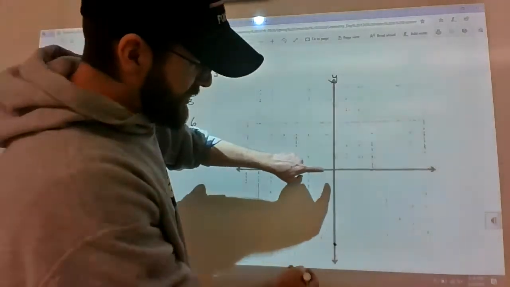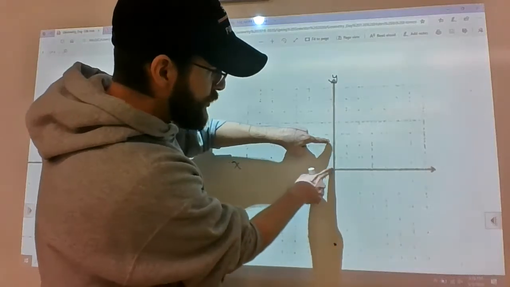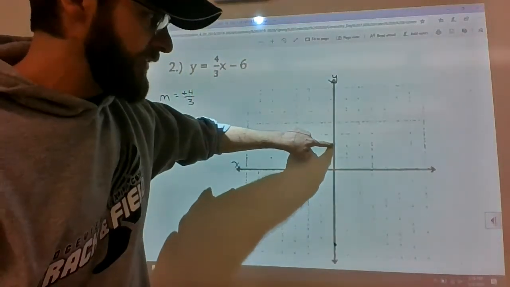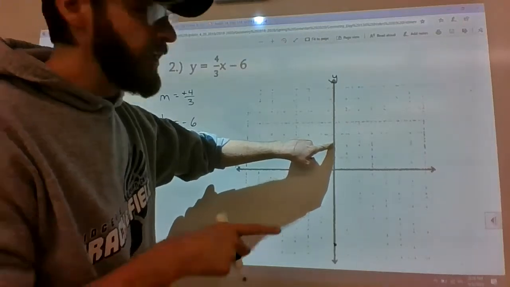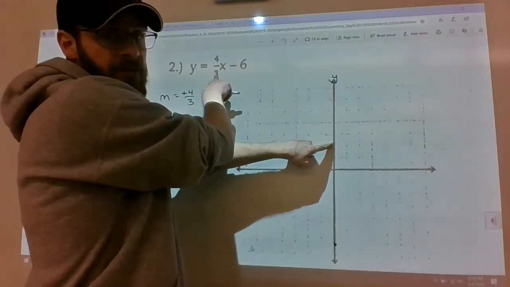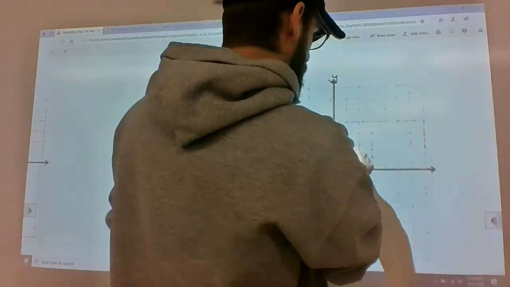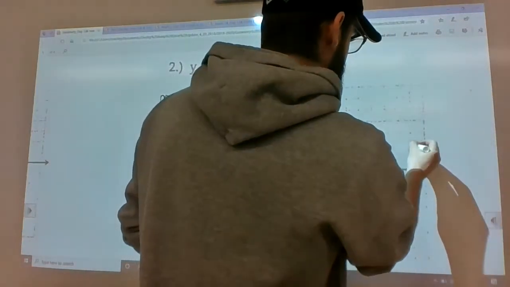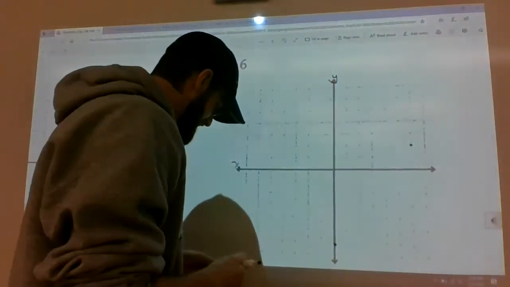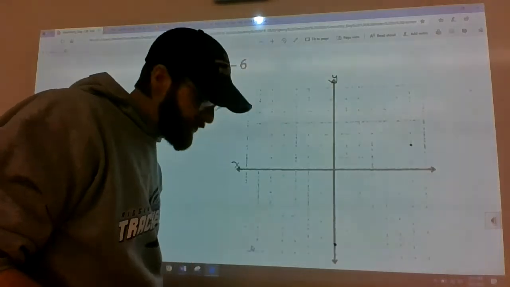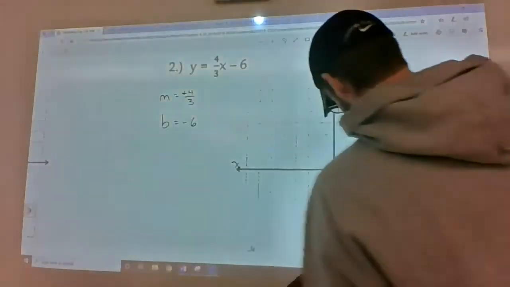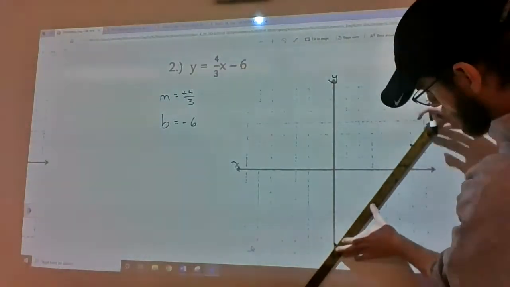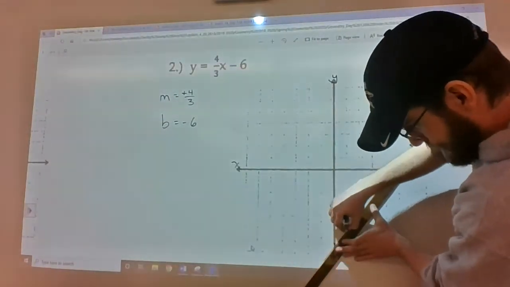So if we're 6 below, now I'm 2 above, and I can see it pretty clearly right there, okay? And instead of going over 4, or I'm sorry, instead of going over 3, instead of going right 3, I'm going to go right 6. 1, 2, 3, 4, 5, 6. Okay. You guys won't have that issue because you'll just be making up your own graphs. You won't even be using the grids.